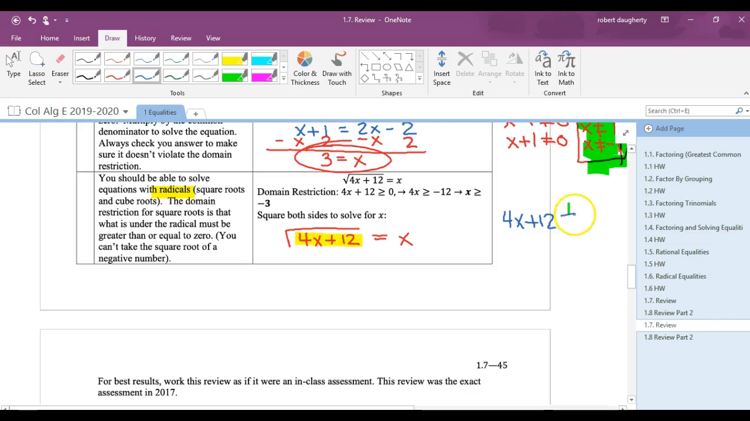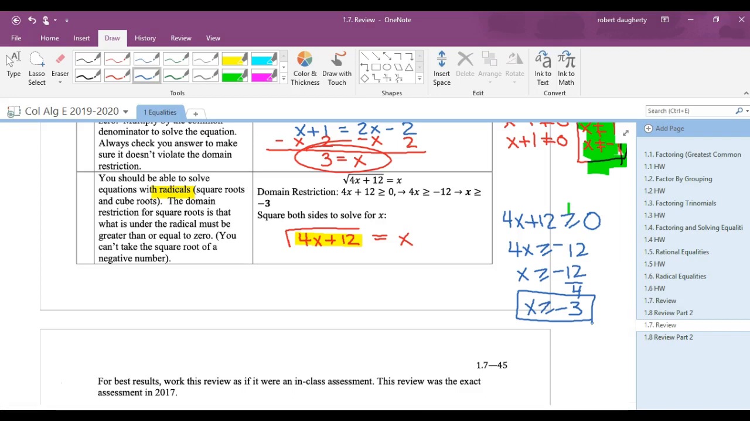So that means 4x plus 12 has to be greater than or equal to 0. That means that 4x has to be greater than or equal to negative 12. x has to be greater than or equal to negative 12 over 4. x has to be greater than or equal to negative 3. So I'm going to get an answer, and that answer had better be greater than or equal to negative 3 for this to be valid.